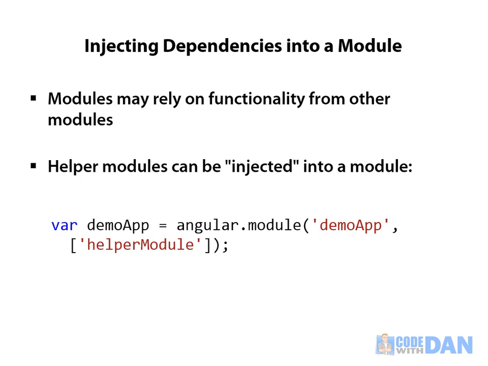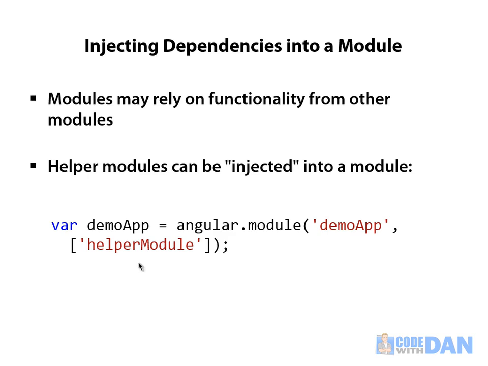So here's an example of how we can actually inject other modules into your module. So let's say that you found a third-party module out there that has some really nice directives and you want to use it in your app. Well, when you define your module, you can make it so that the other helper modules are basically injected into yours by using this syntax right here. So in this example, you can see that we have some helper module, which is really just a made-up term, of course, but imagine that was the name of the third-party module that you want.